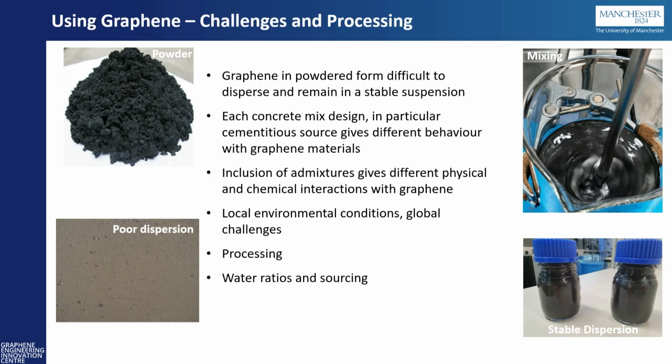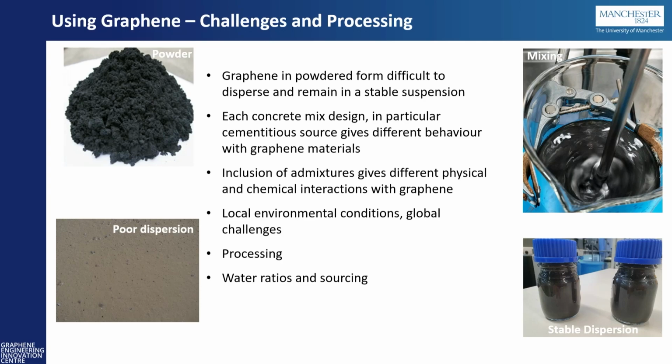You're using such a tiny amount, so if you change things, if you change your aggregates, you change your sand, you change all your mix parameters, that can affect the graphene as well. Also, which supplier you get your graphene from. Not all graphenes are suitable for all applications, so there's a lot of choice of materials in there as well.